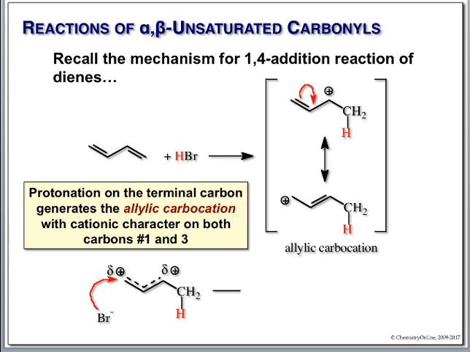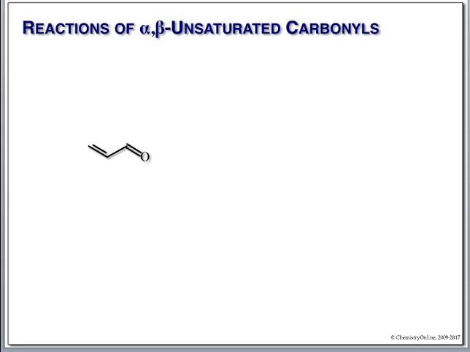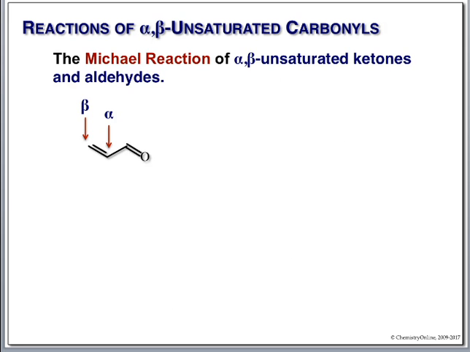Well, let's take that concept, again, adding here, 1,4 addition. Let's take this same concept and apply it to an alpha-beta unsaturated carbonyl. An alpha-beta unsaturated carbonyl looks a whole lot like a diene, doesn't it? It does. And we've done additions to the carbonyl. That would be the equivalent of 1,2. Well, by George, you can do 1,4 addition as well.